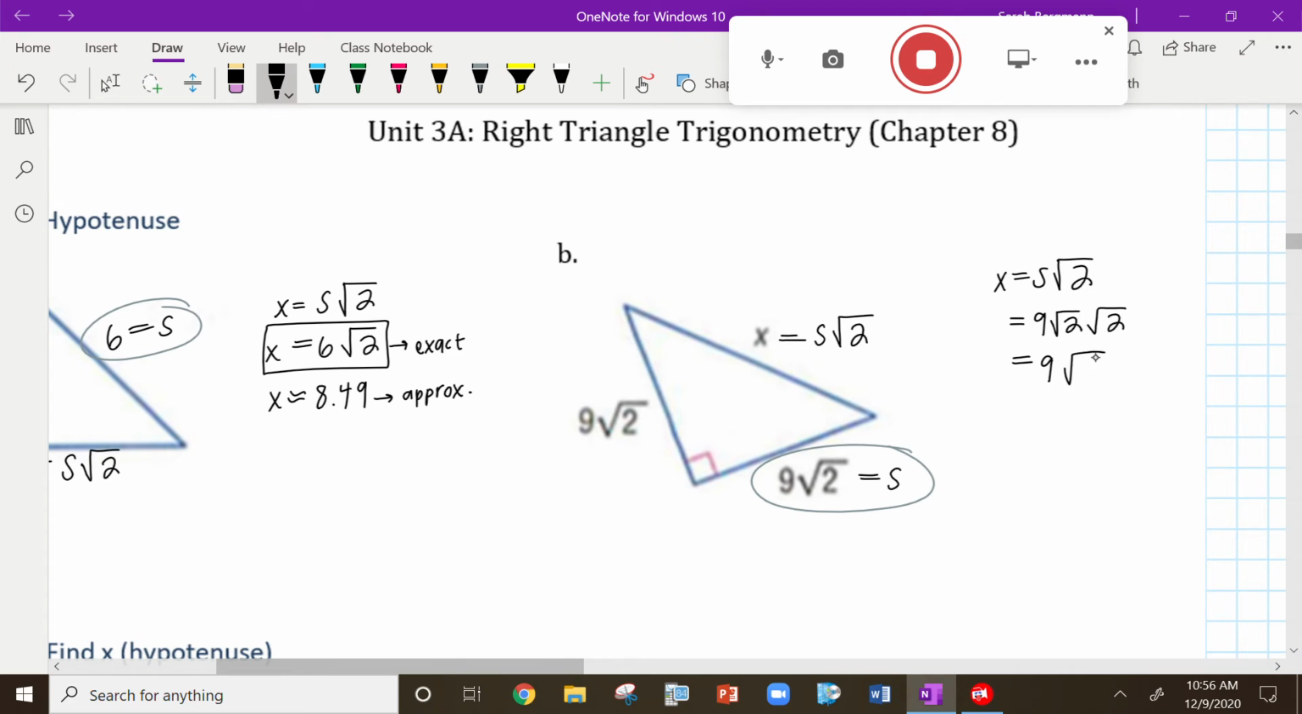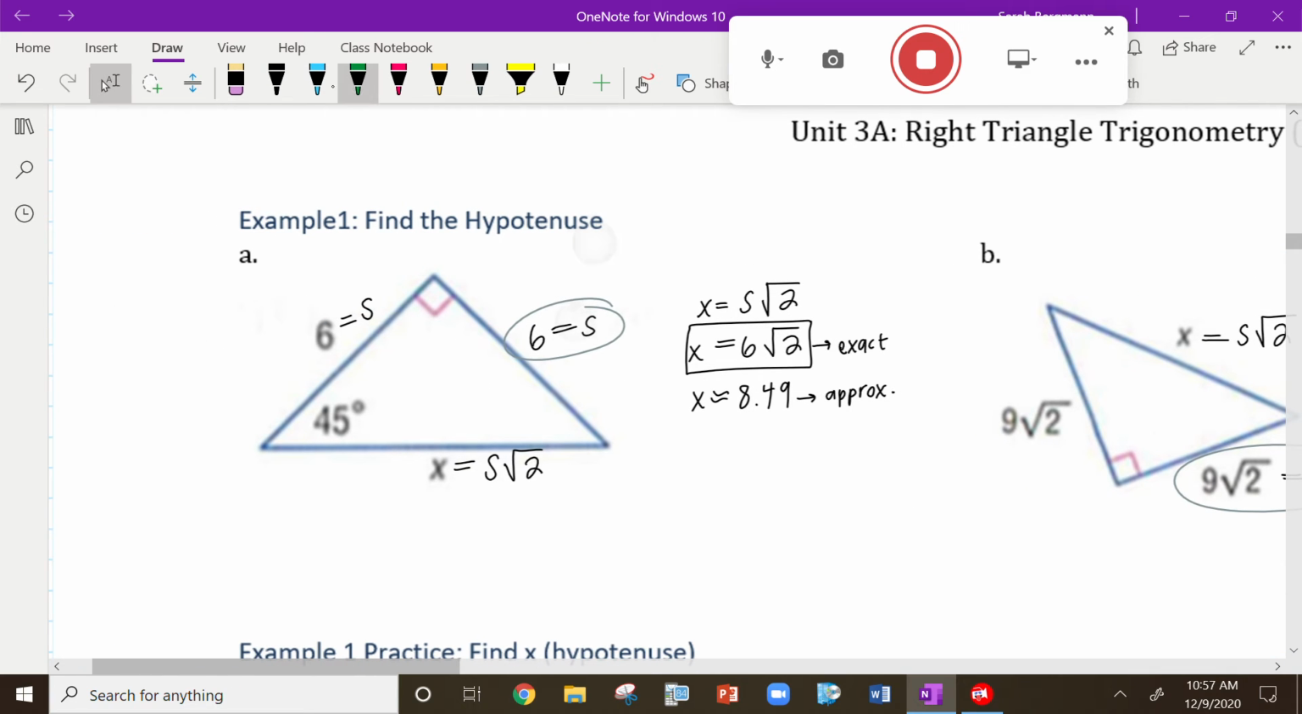Square roots can be multiplied together, so 2 times 2 is 4. The square root of 4, however, is just 2. So I have 9 times 2. Eventually, once you see square root 2 times square root 2 is just 2, you might be able to skip this in-between step. That's fine. 9 times 2 is 18, so x has a value of 18. As a little hint for you, when you are finding the hypotenuse, you are always multiplying the leg by square root of 2.